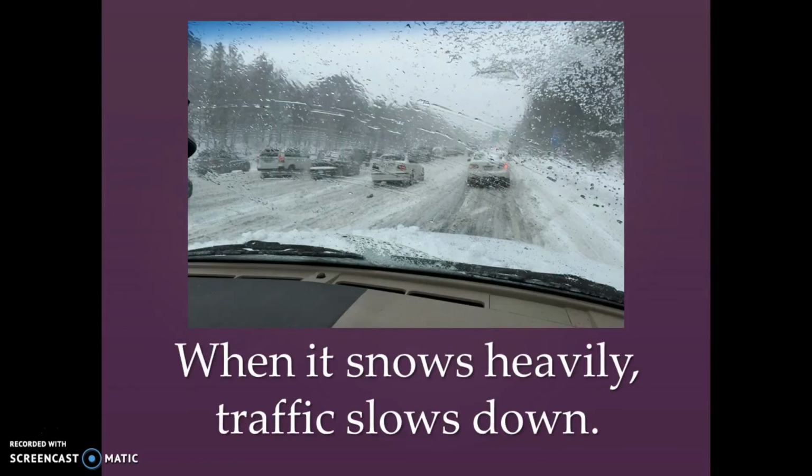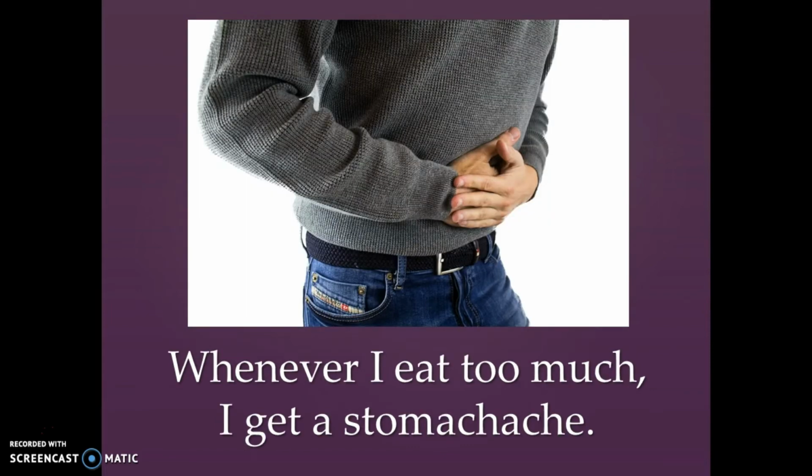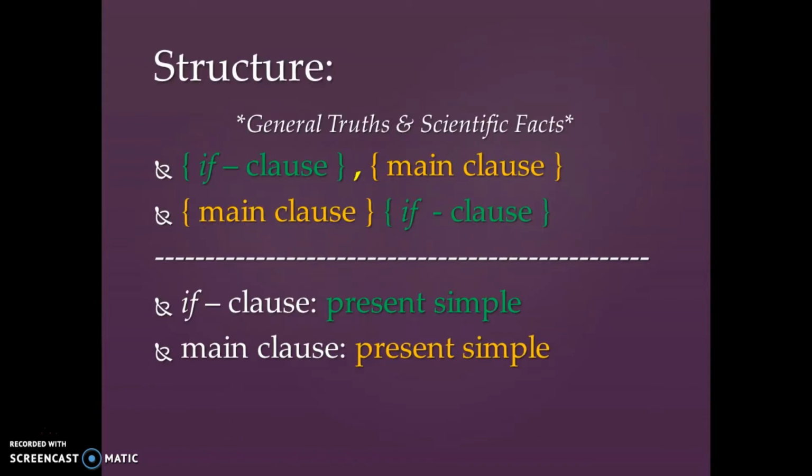Here are some other examples. When it snows heavily, traffic slows down. You can see we've used present simple in both of these sentences, and this is a general truth. Believe me, I live in Minnesota, and I know for sure that when it snows heavily, traffic slows down. My other example, whenever I eat too much, I get a stomachache. So again, this is a general truth. Using present simple in both parts of the sentence, I'm communicating that this is something that happens to me 100% of the time.